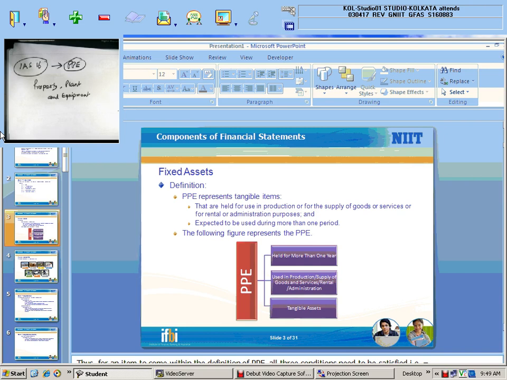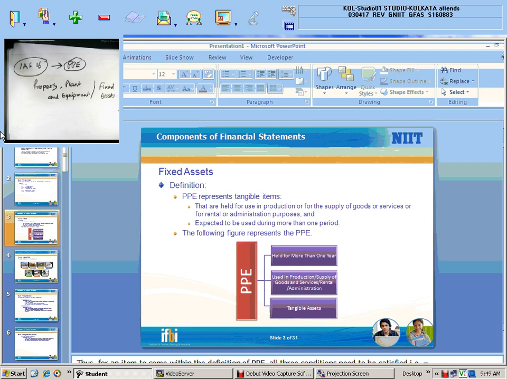Now PPE represents tangible items. We otherwise call it fixed assets. There is another name for that. In India we normally use the term fixed assets. They are one and the same. Fixed assets and property, plant and equipment are one and the same. Okay. So the definition of PPE: basically they are held for use in production.